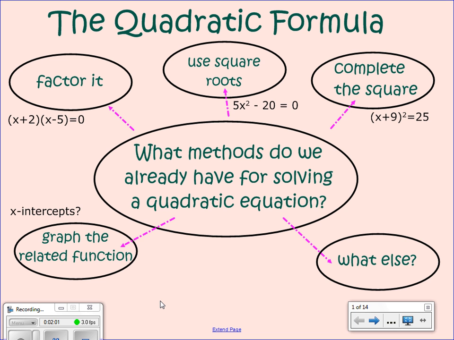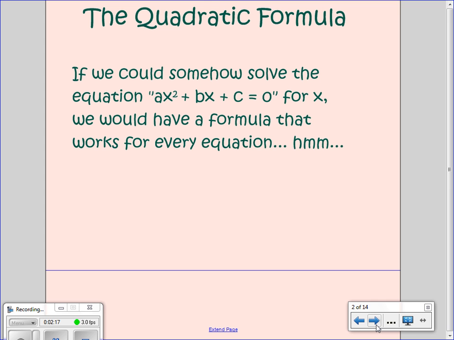Okay, factoring is great, but how about one of those ones that had numbers in the front and you had to do the box and so on? Was that convenient to factor? No. So each of these is great, but they all have their drawbacks. So let's take a look and see what else we might be able to use.